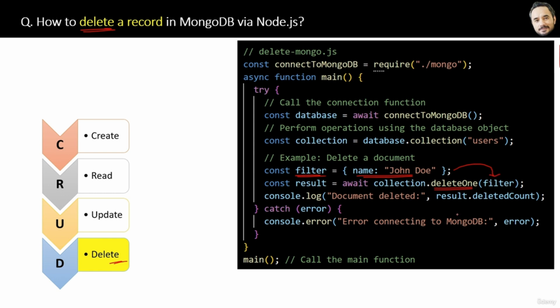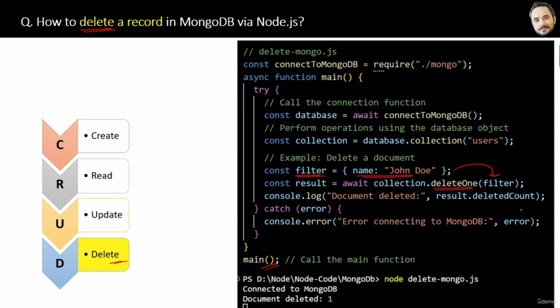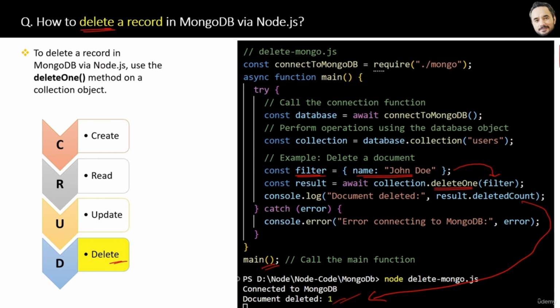Okay, now when you run this main method, then as a result the document with this name John Doe will be deleted from the collection. Okay, and here in the console you can see one document has been deleted from the collection. That's the short answer. Very short answer, right? Great. One line answer: to delete, you can use the delete one method on a collection object, and that's it.